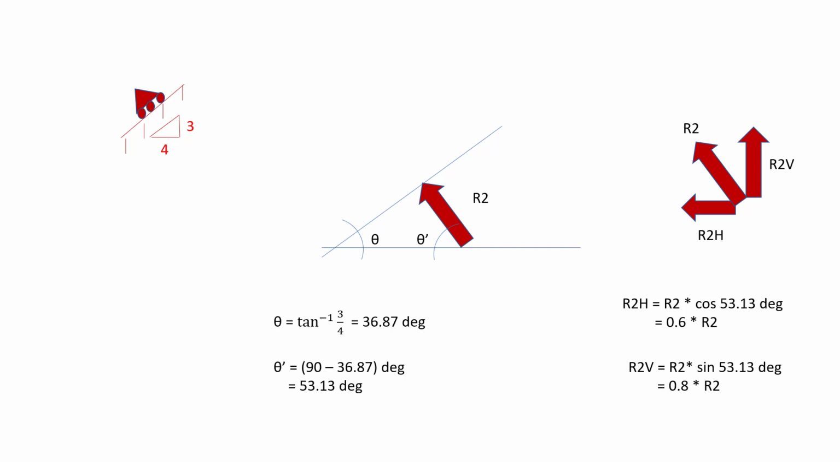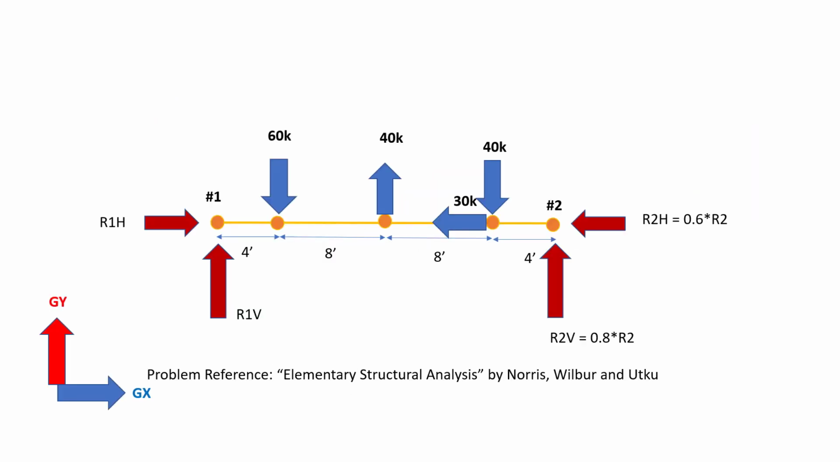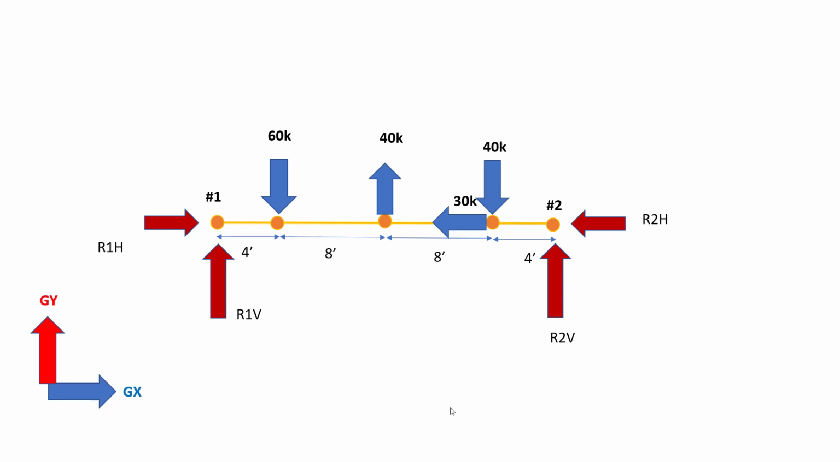Now, we see that both R2h and R2v are represented as 0.6 R2 and 0.8 R2, and thus are represented in terms of R2. And thus, though at the beginning it seemed R2v and R2h are two unknowns, we can see that if we can solve for one, we automatically get the value of the other. And thus, this is a statically determinate problem. Okay, now let us get to the actual problem solving.